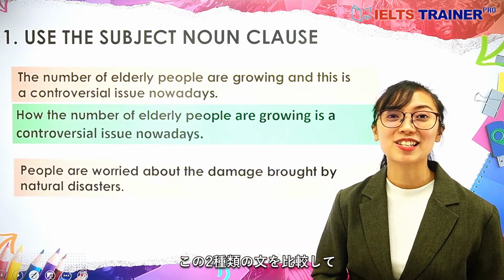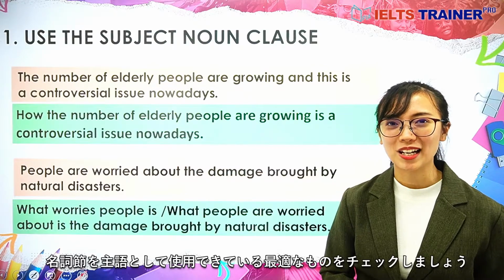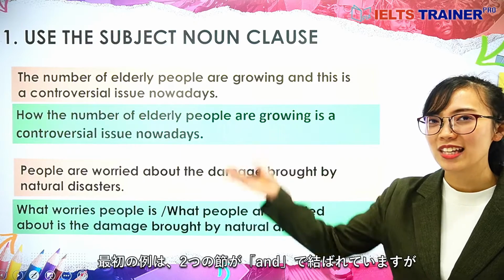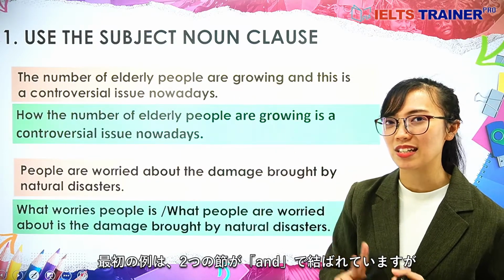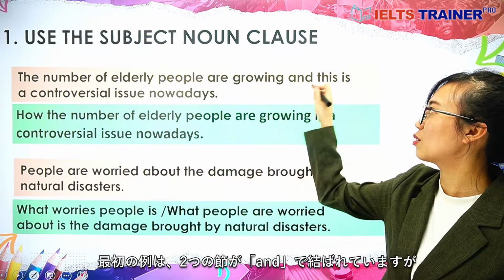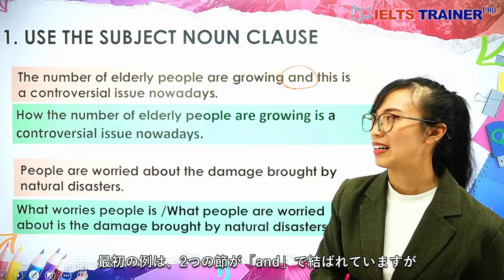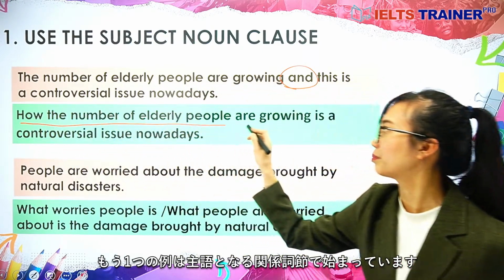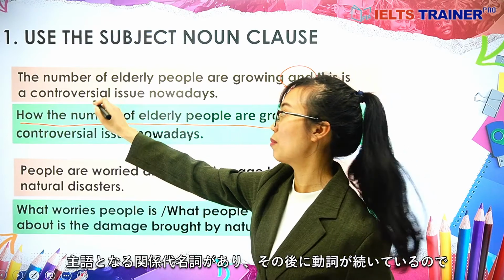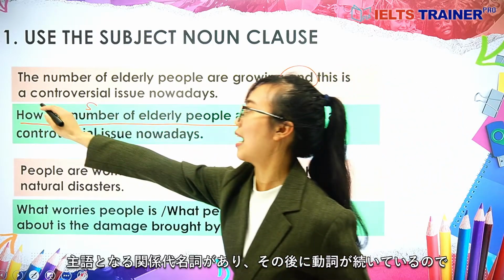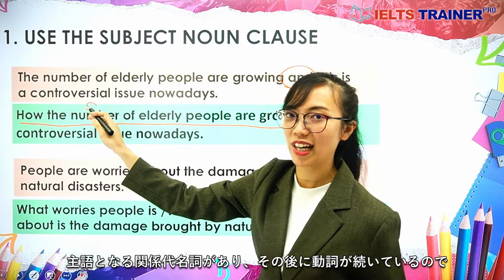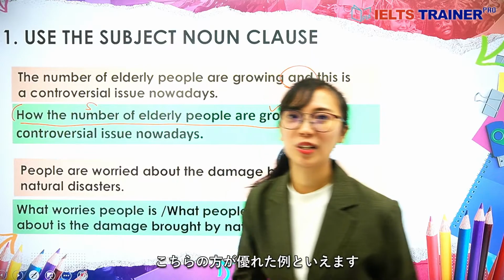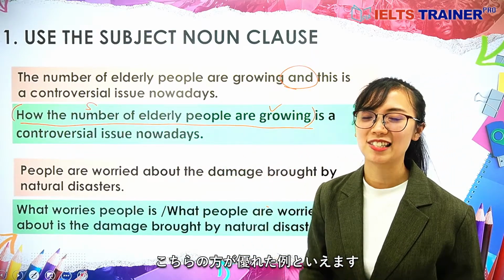Through this comparison of sentences, we will check the best one and identify the subject noun clause. The first sample shows two independent clauses that are combined with and. But the other one starts with the relative pronoun before the subject, and then the verb. So this is a lot better sample.